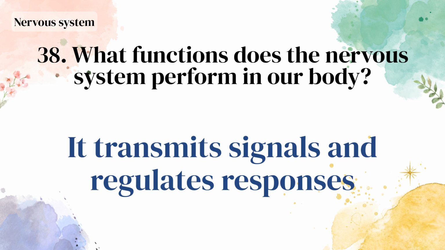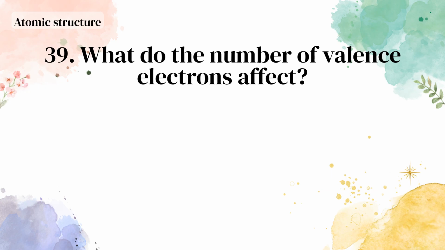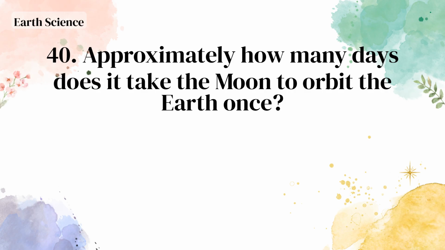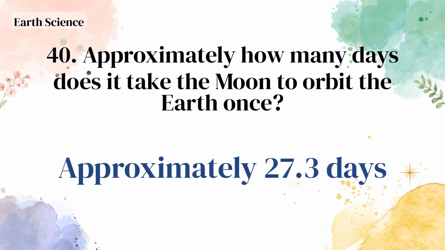It transmits signals and regulates responses. What do the number of valence electrons affect? Chemical properties. Approximately how many days does it take the Moon to orbit the Earth once? Approximately 27.3 days.